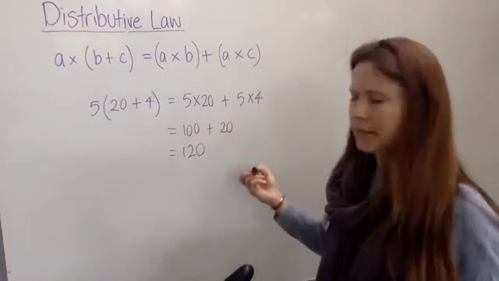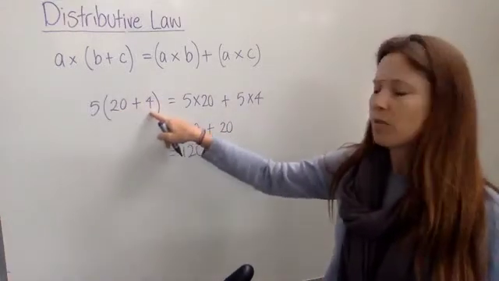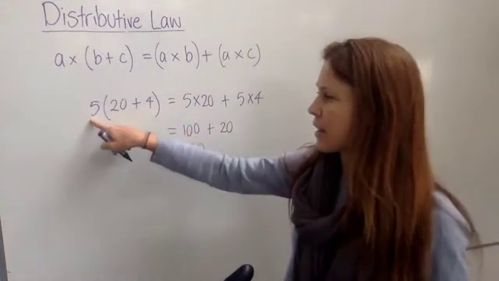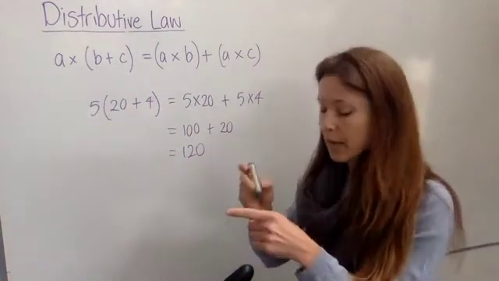The answer is 120. Some kids say, "I don't need to do it that way, Miss Stanton. I can just do 20 plus 4, that's 24, and I can do that in my head. 24 lots of 5 is 120." Well, here's the reason.